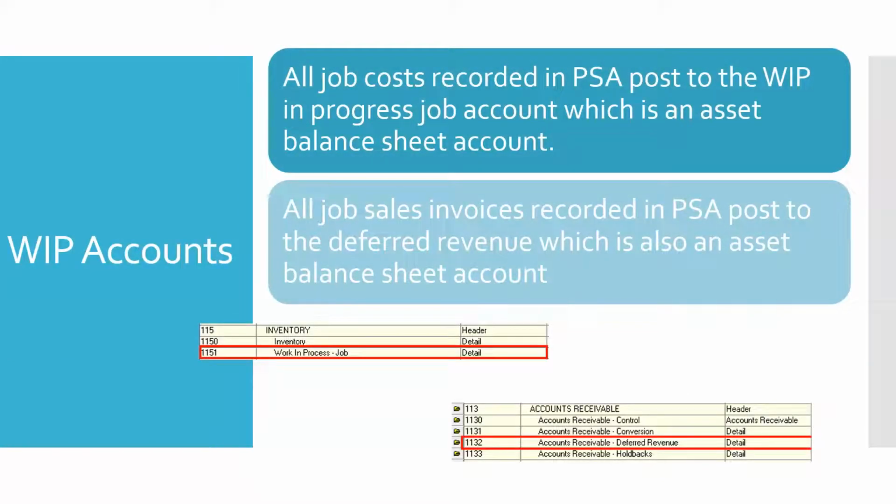All job costs recorded in PSA post to the WIP, or Work in Progress job account, which is an asset balance sheet account. All job sales invoices recorded in PSA post to the Deferred Revenue, which is also an asset balance sheet account. These accounts are commonly referred to as WIP accounts.